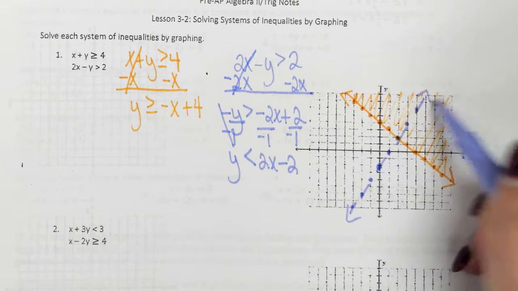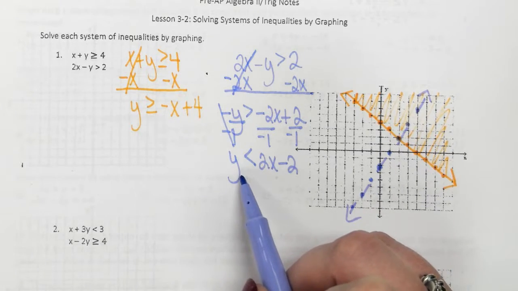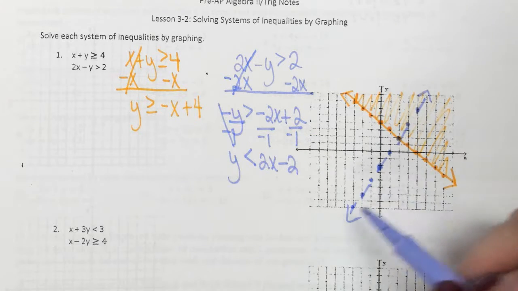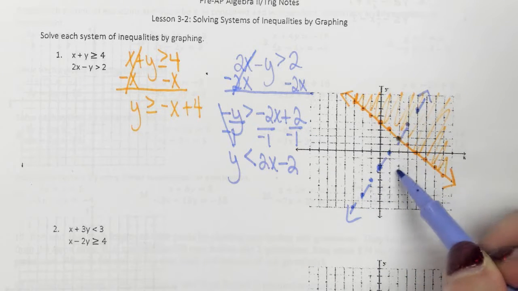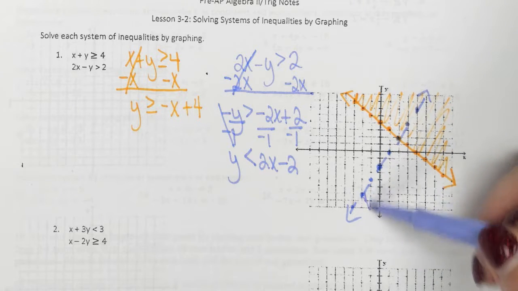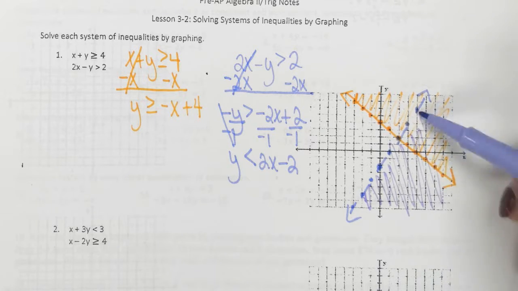Alright, look. So we have y, right? Y does not go left and right. It goes up and down. So where do your y's get less? The bottom side. So we're going to shade below that. I know it kind of looks like it's right, but I don't want to think right. I want to think up and down, okay?